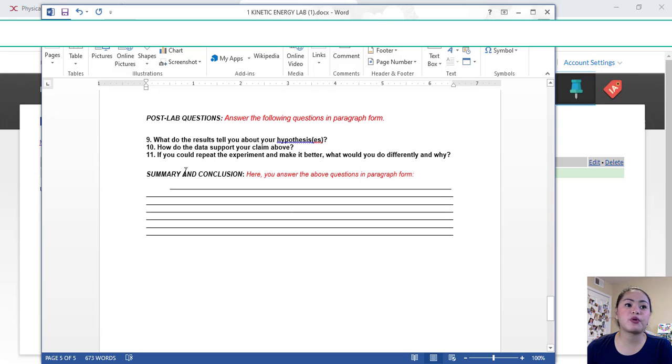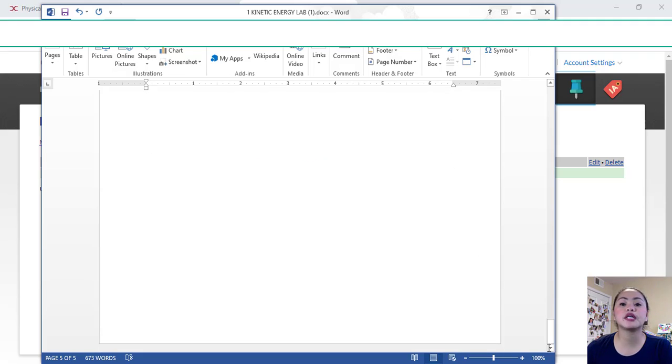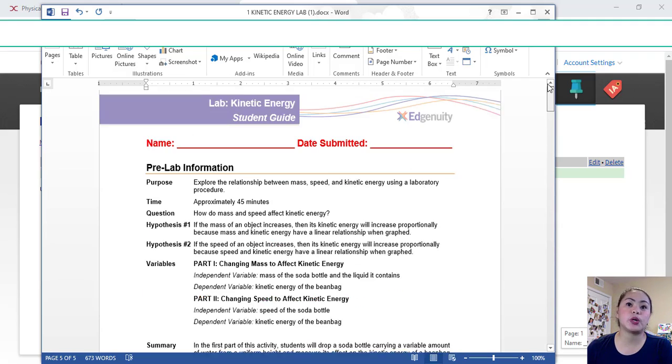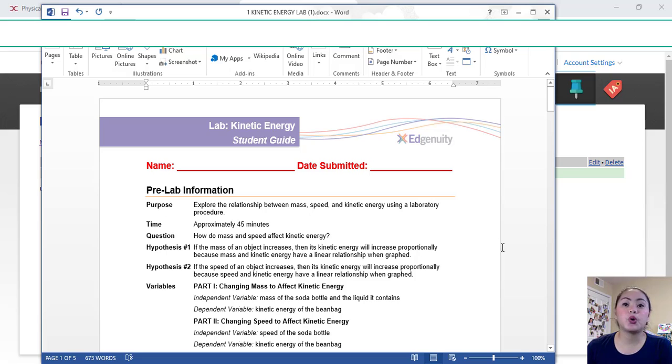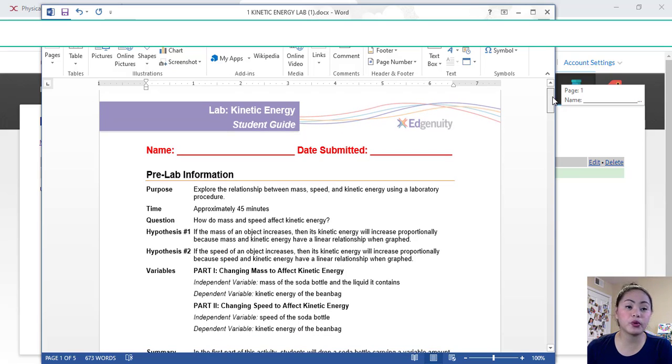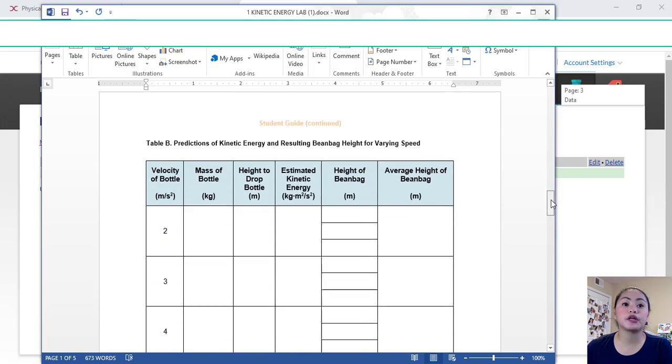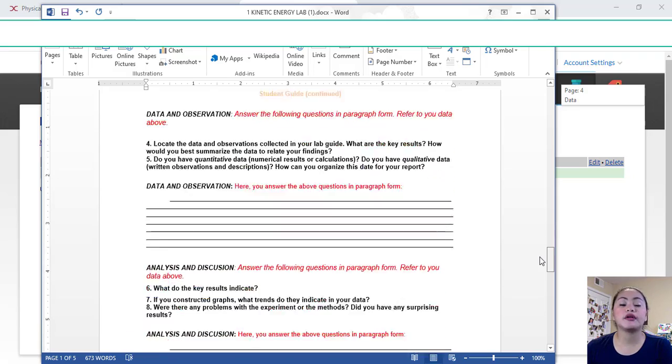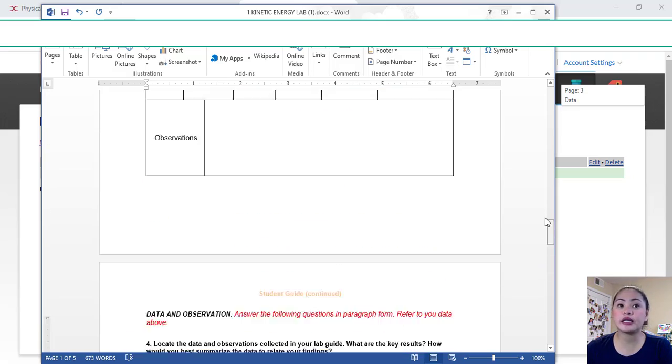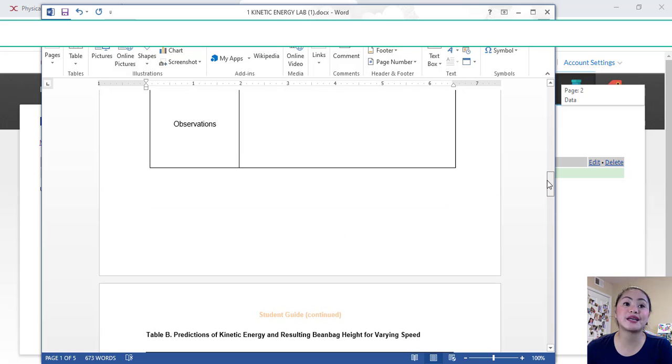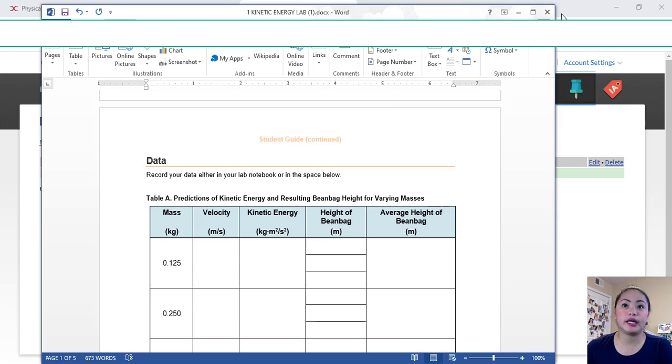And then the post-lab questions for summary and conclusions in a paragraph form as well. And that will complete your lab report, and this is 100% of your grade. And the questions will be 30%, and the data table will be 70% of your grade.